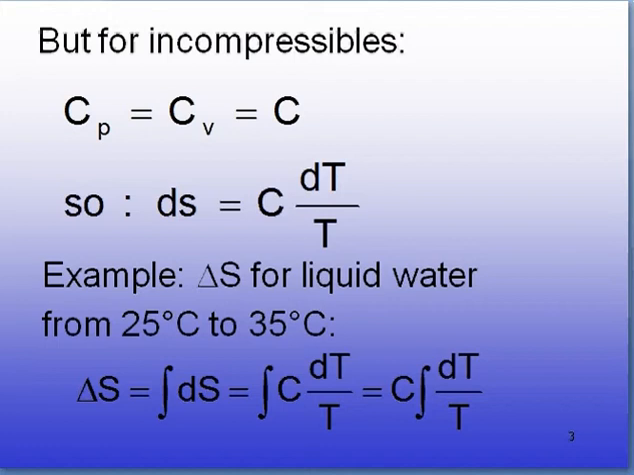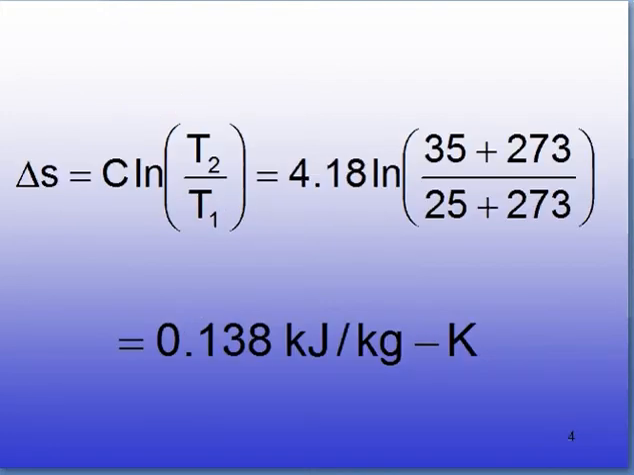For example, delta S for liquid water from 25 to 35 degrees C would be the integral of C dT over T, or if we take it over a small range of temperature, that would be C times the integral of dT over T. So here we have delta S equals C times ln of T2 over T1, 4.18 ln of, well, you have to get it into Kelvin or absolute temperature, and come up with an entropy change when it's heated from T1 to T2 of 0.138 kilojoules per kilogram K.